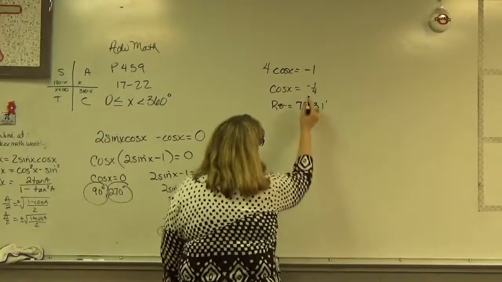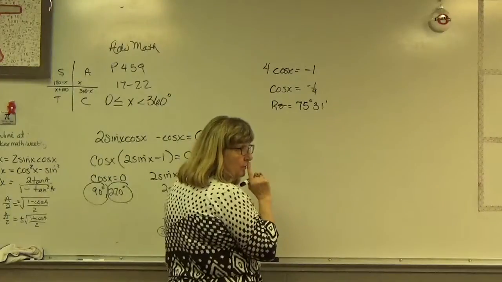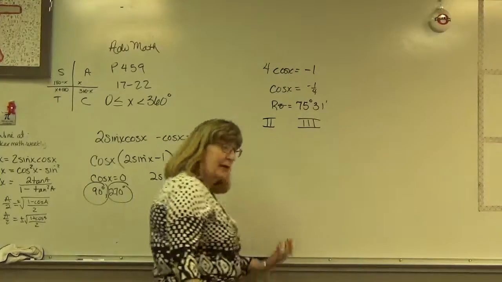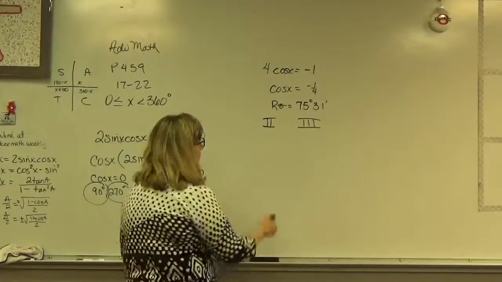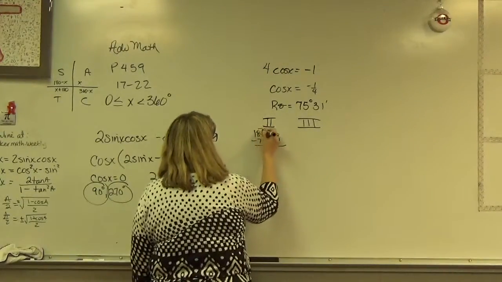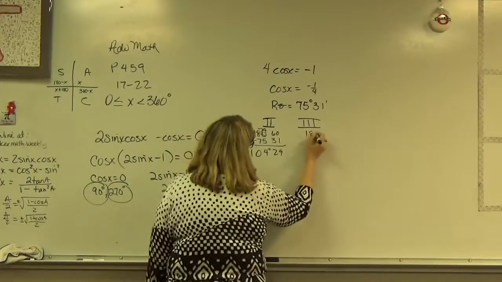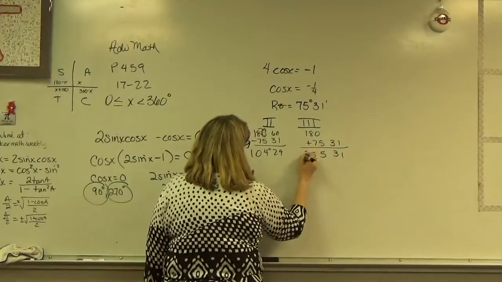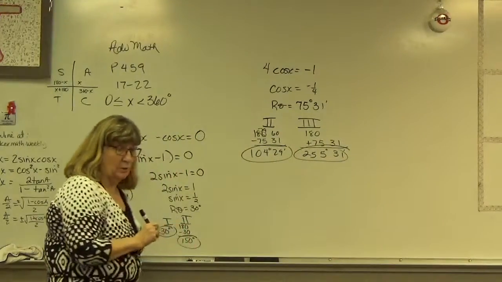Now, where is the cosine negative? Fourth quadrant? No, it's positive in the fourth. Sorry, second and third. I always think, where is it positive, which would be first and fourth, so it has to be negative in the other two, right? So to place it in the second, you take 180 minus the reference angle. And to place it in the third, you take 180 plus it. Two answers. Is everybody good there?